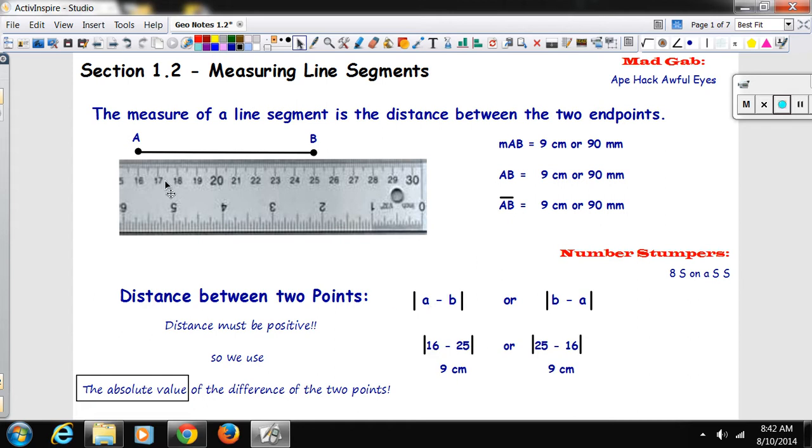Like if I was using these, I could do 16 minus 25, which would be negative 9, but since distance is positive, we put the absolute value there and we get positive 9. Or I could have done 25 minus 16, had a positive 9, and that would come out as positive 9. So that's how you find the distance between 2 points: find the absolute value of their difference. Again, pause the video if you need to stop and catch up.